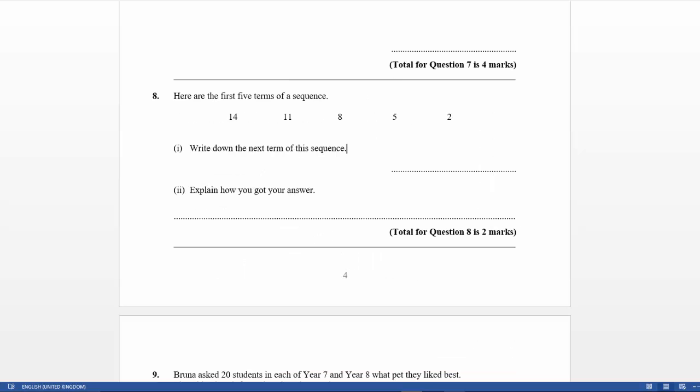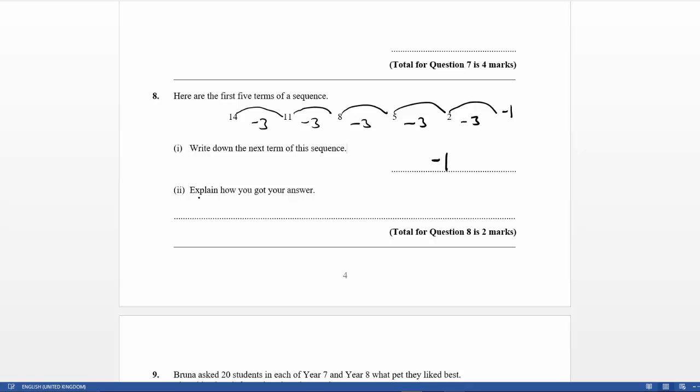Okay, here are the first 5 terms of a sequence. We've got 14, 11, 8, 5, and 2. It says here, write down the next term of the sequence. Right, so we need to work out what the difference is of each term. And I can tell you it's reducing by minus 3, minus 3, minus 3, minus 3. So if I've got 2 and I take away 3, I'm going to get minus 1. So that term here is minus 1.